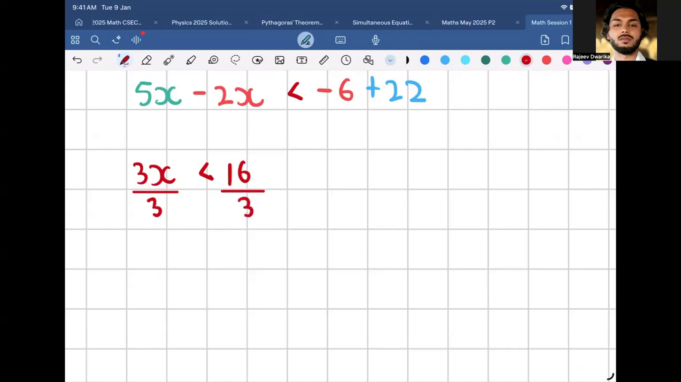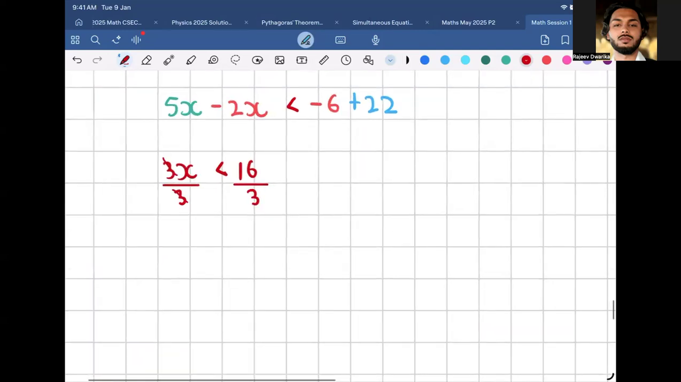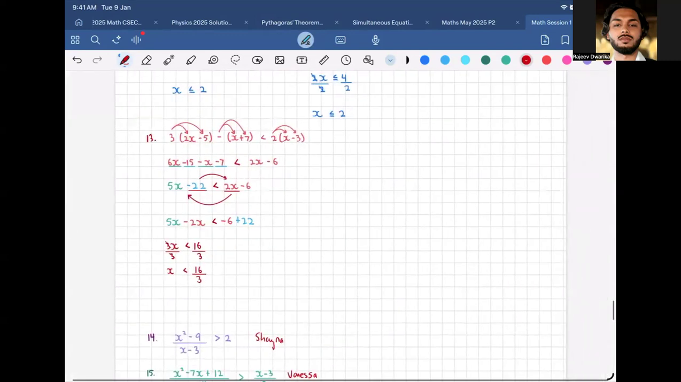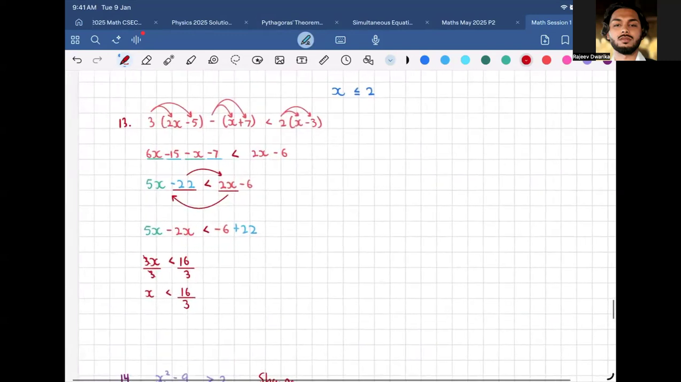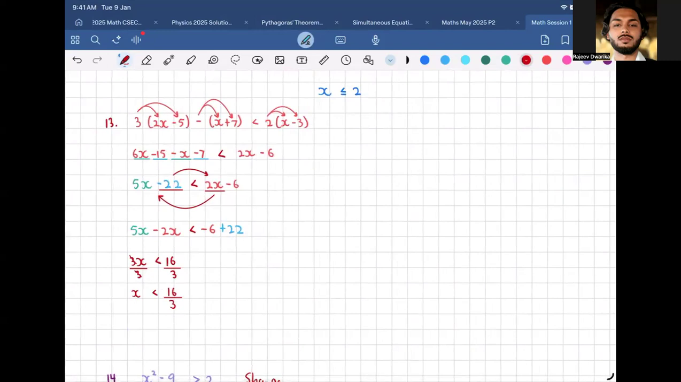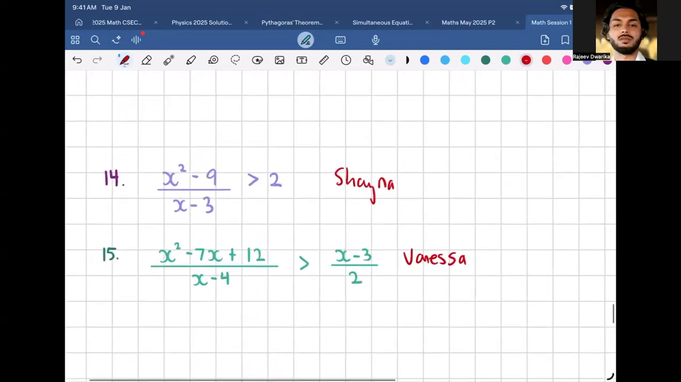Ladies, did all of you get this question correct? X is less than 16 over 3. Yes, sir. Okay, cool. She got this correct? Yes, sir. Okay, let's move on then.